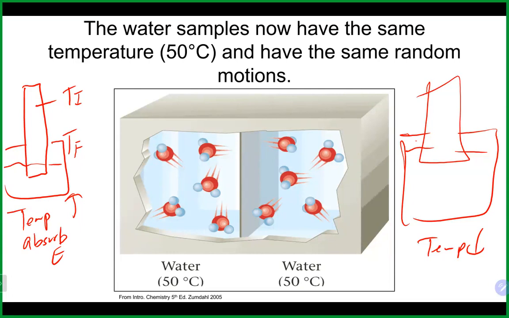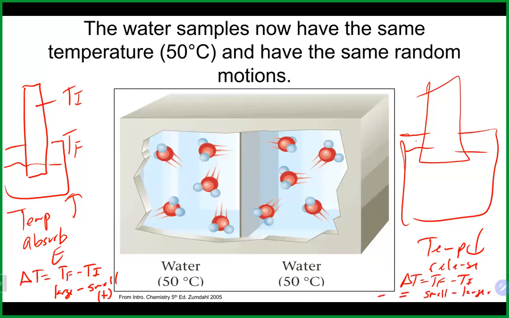So we do look at a difference in temperature to help us know what type of process. And it does the same thing when we do a change in temperature, final minus initial. In the case of absorbing energy, if our temperature increased, this would be a larger number minus a smaller number, which will give us a positive value. In the other case, our final temperature minus our initial temperature, if our final temperature was lower, this would be a smaller number minus a larger number. That's going to give us a negative value.